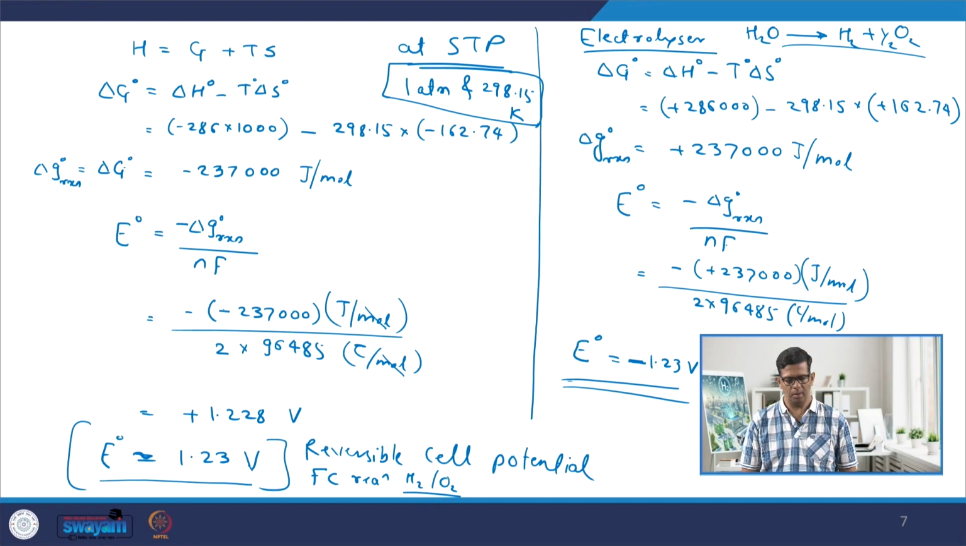So that is all about finding out the reversible cell potential at STP, both in case of fuel cell as well as in case of electrolyzer. With that we will stop here, and we will take up more numericals in the upcoming class. With that, thank you.